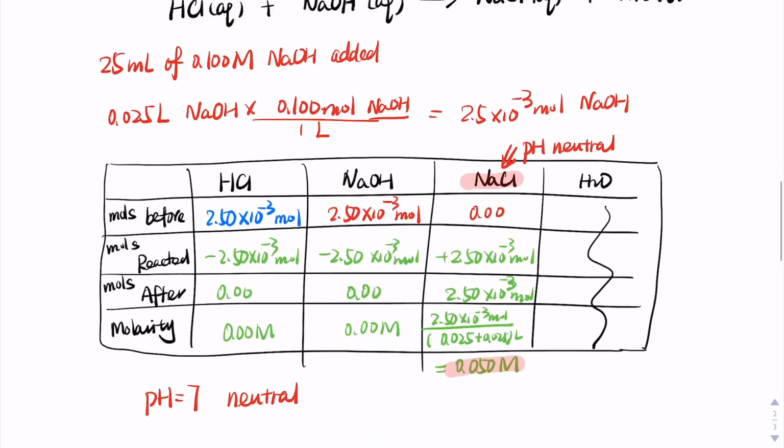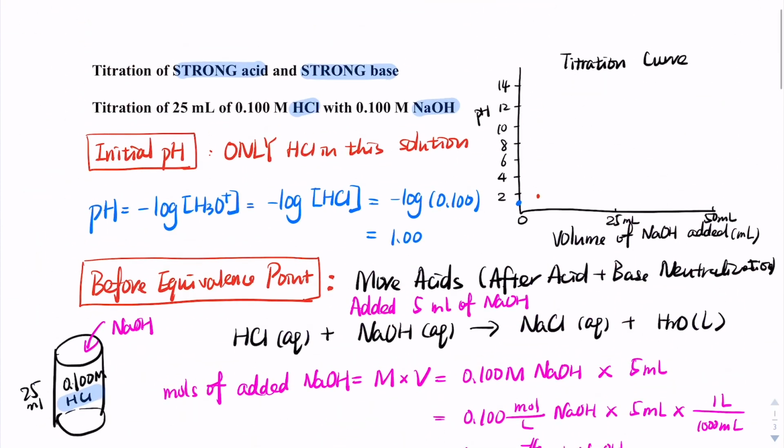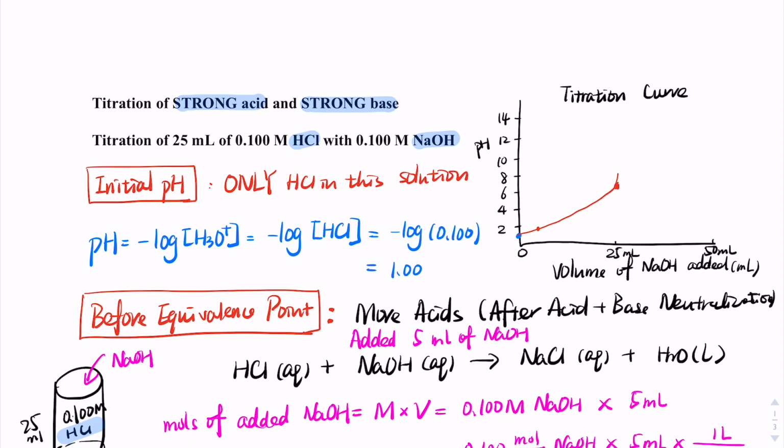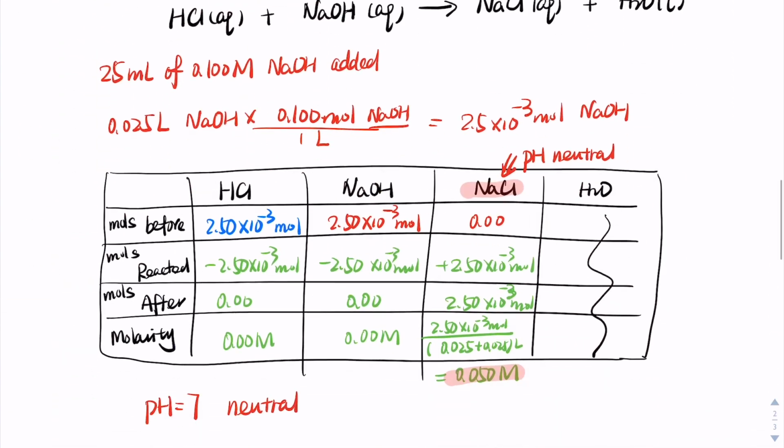Let's draw this point. Add 25, and then it's 7. So that's what we have. And again, you see this goes up quite quickly, and then it's going to keep on going. Let's keep on adding after the equivalence point. We're going to come back to that titration curve.